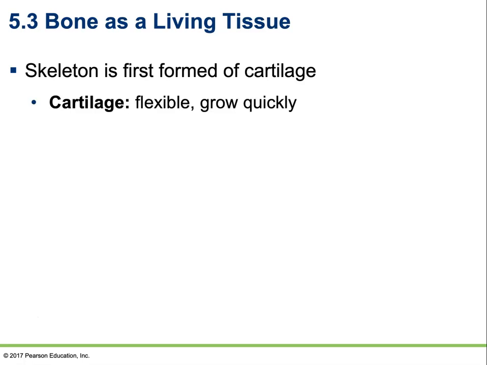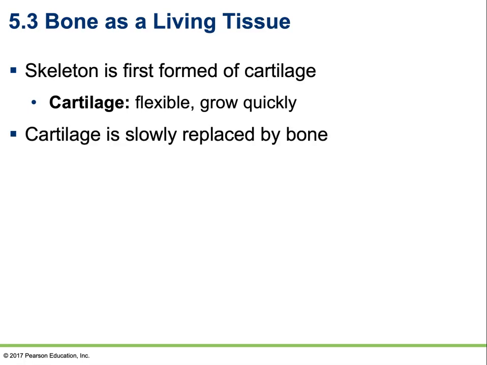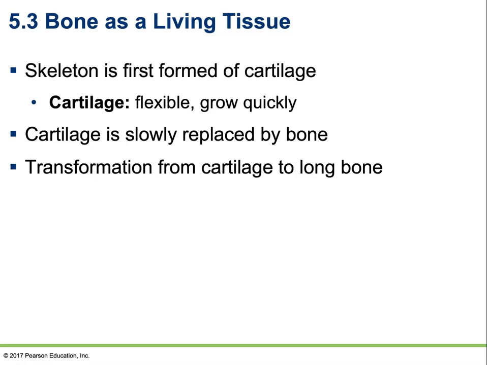Unlike mature bone cells, which are enclosed in a solid matrix, cartilage cells are capable of dividing. The cartilage model can grow very rapidly as the fetus does. So it's flexible, it's going to grow very rapidly. Beginning around the 3rd month, though, and then through the prenatal development, the cartilage is going to be gradually replaced by bone. The transformation from cartilage to long bone is sort of an interesting process.